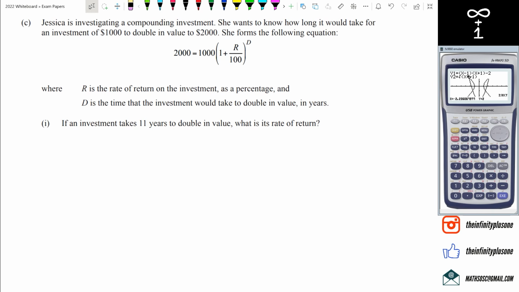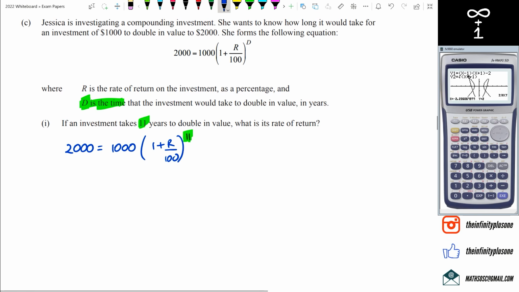So we've basically got D is the time. So we can actually put this equation, right? 2000 equals 1000, 1 plus R over 100 to the power of D, which is 11 in this case. Okay, so that's what they're talking about. It's 11 because D is the time.